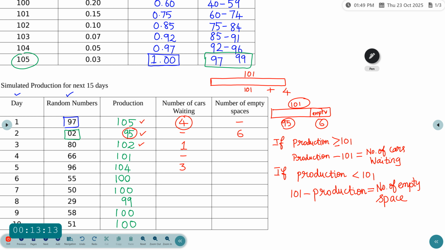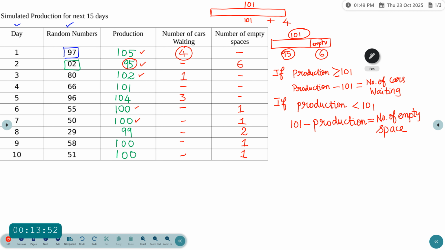Here 100 is less than 101, so 101 minus 100 is 1. The other values are 0. So for 100, 101 minus 100 equals 1, so 1 empty space is there. Similarly, for 99, 2 empty spaces. For 100, 1 empty space.